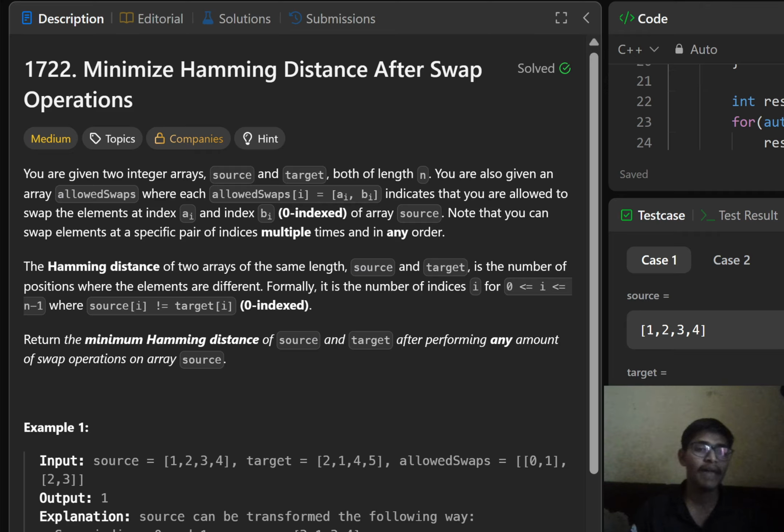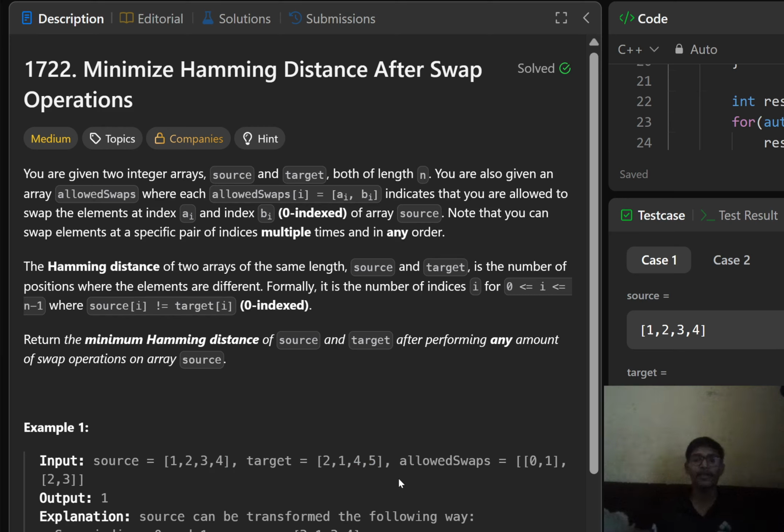The Hamming distance of two arrays of the same length, source and target, is the number of positions where the elements are different. So initially, if we have 1 2 3 4 and here we have 2 1 4 5, at the 0th index 1 is present here and 2 is present there, so they are different. That's why the Hamming distance will be 4, because all of them are different at their particular indexes.